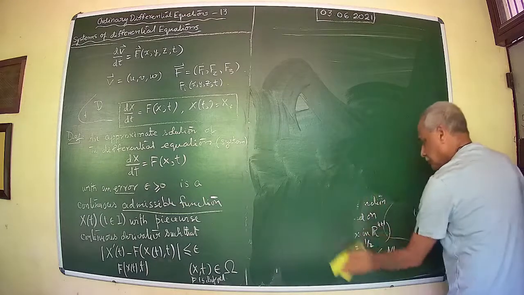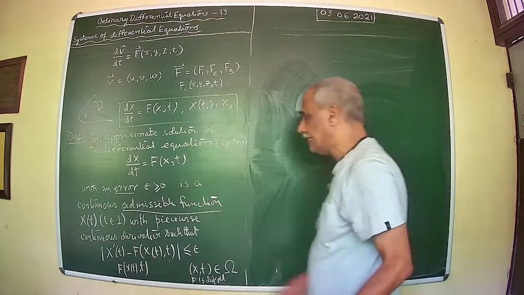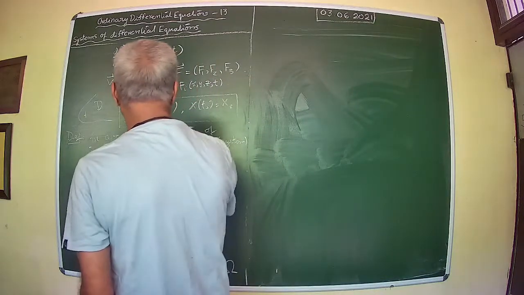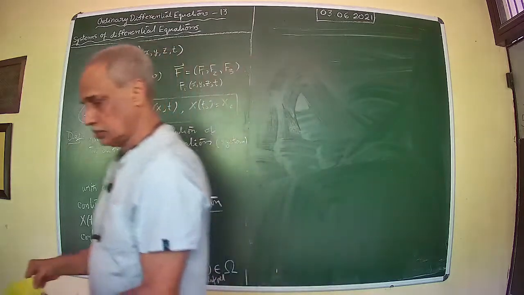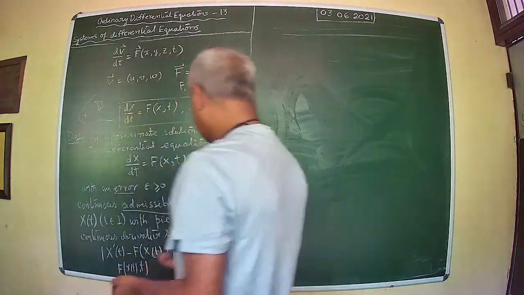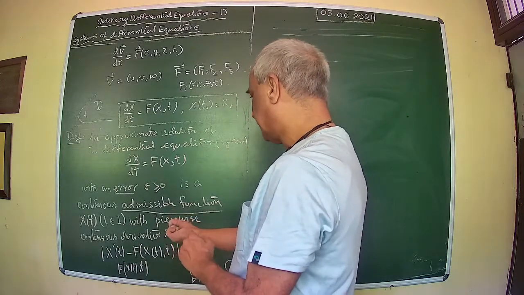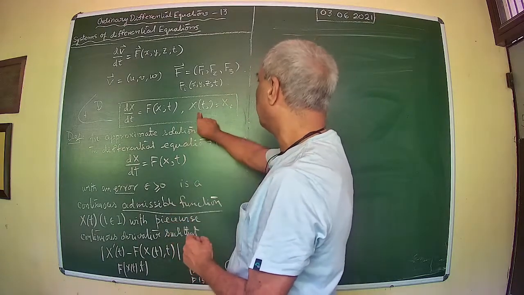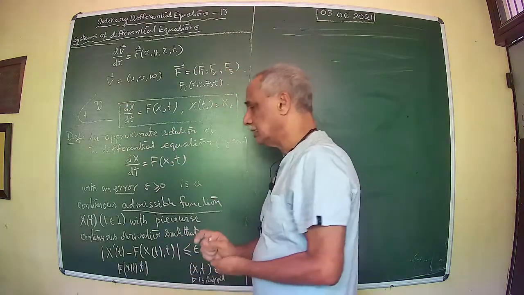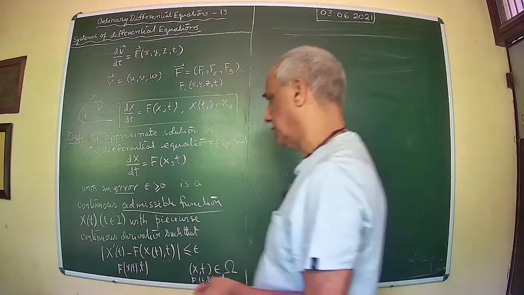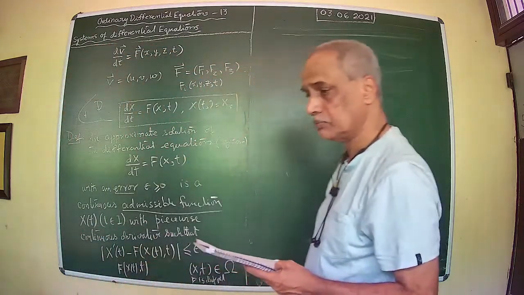The same statement for the initial value problem is that, in addition to this, x(t) should satisfy the condition x(t0) = x0. So t0 should belong to the interval I that you have, and there at t0, x(t0) should be equal to x0. Then it's an approximate solution of this initial value problem with error epsilon. So that's the usual idea that we have pursued earlier.